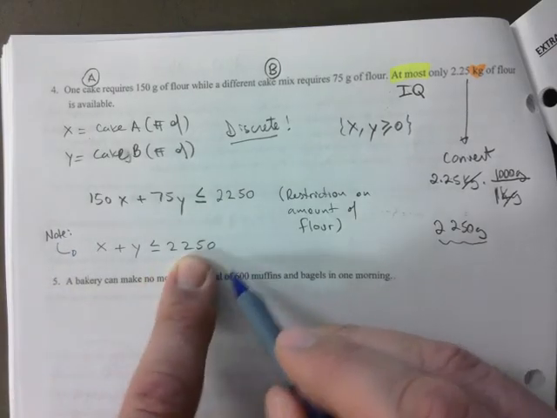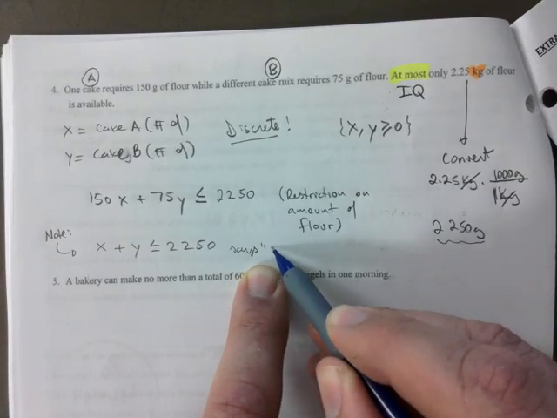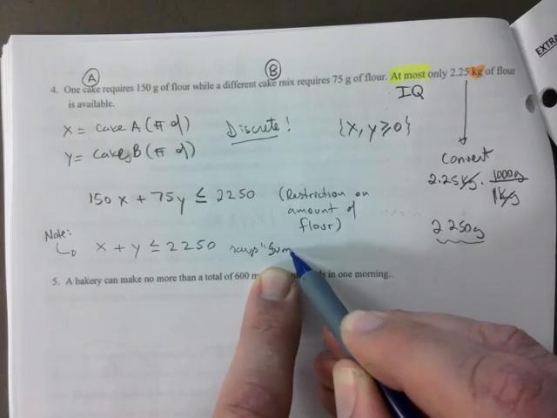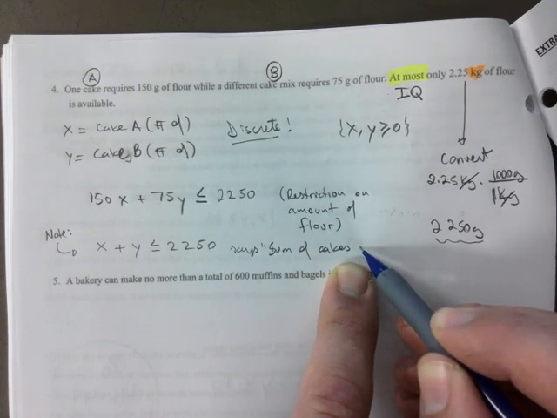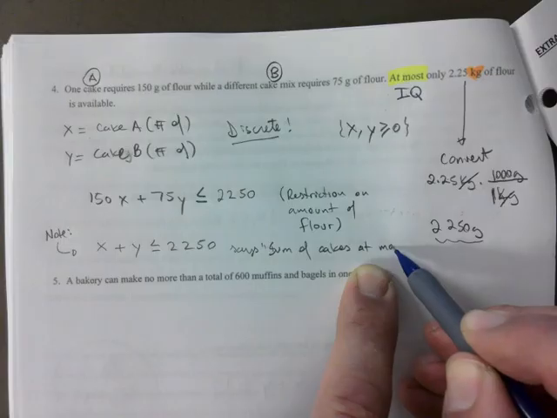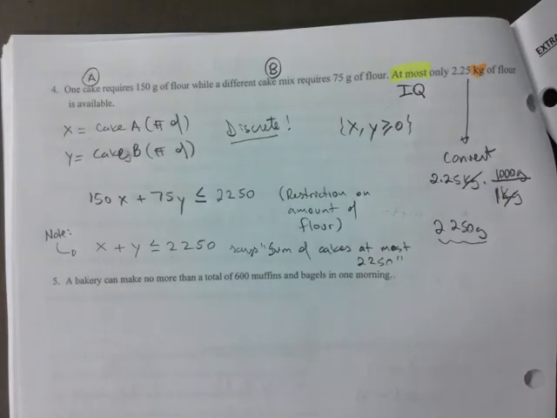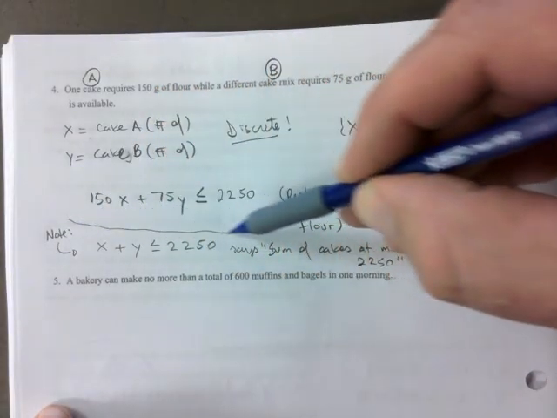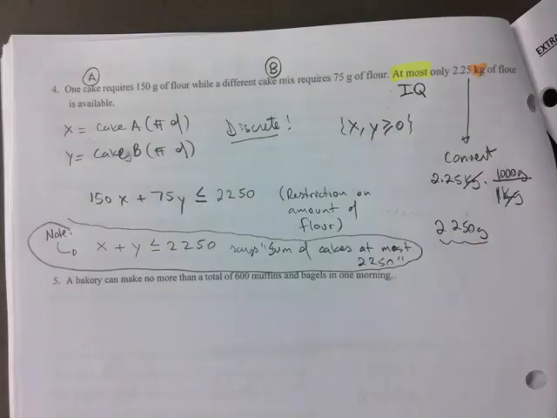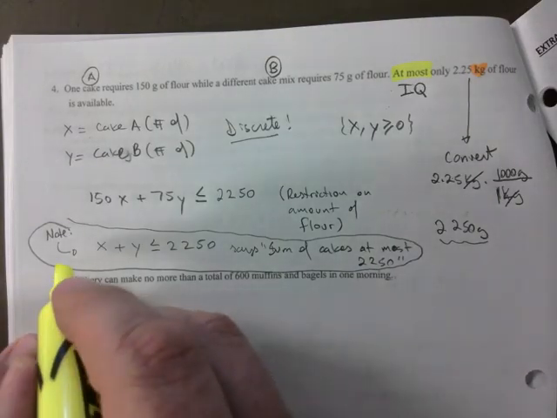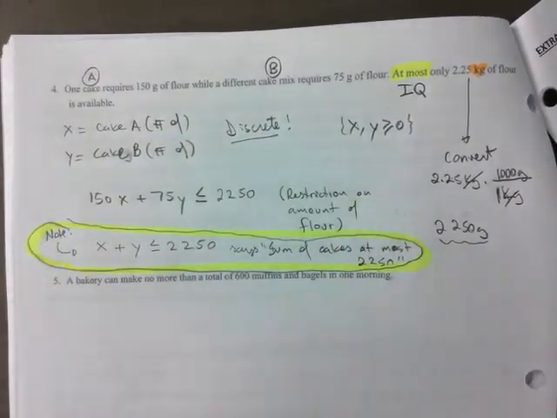Right? This says, okay, sum of cakes at most 2,250. That's what that one is saying. I'm going to circle that in because it's not really part of this question, but sometimes having the common error is what helps us to learn. Okay, it's like, oh, you can't do it that way, right? There we go.